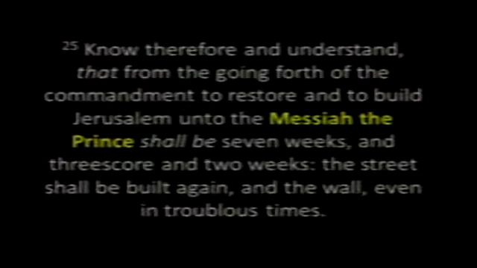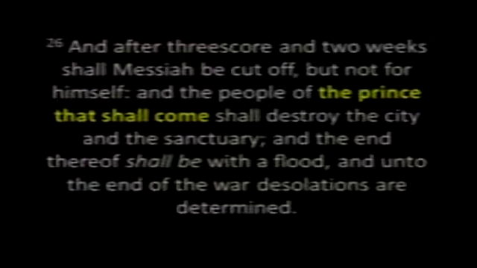Know therefore and understand that from the going forth of the commandment to restore and to build Jerusalem unto the Messiah the Prince shall be 7 weeks, and 62 weeks. The street shall be built again, and the wall even in troublous times. After 62 weeks shall Messiah be cut off, but not for himself. And the people of the prince that shall come shall destroy the city and the sanctuary, and the end thereof shall be with a flood, and unto the end of the war desolations are determined.